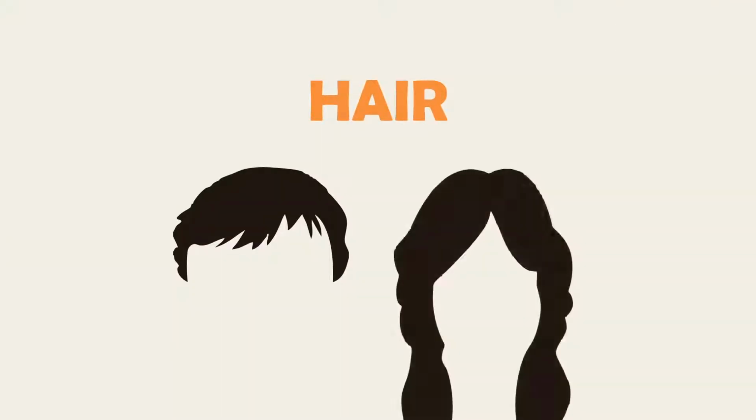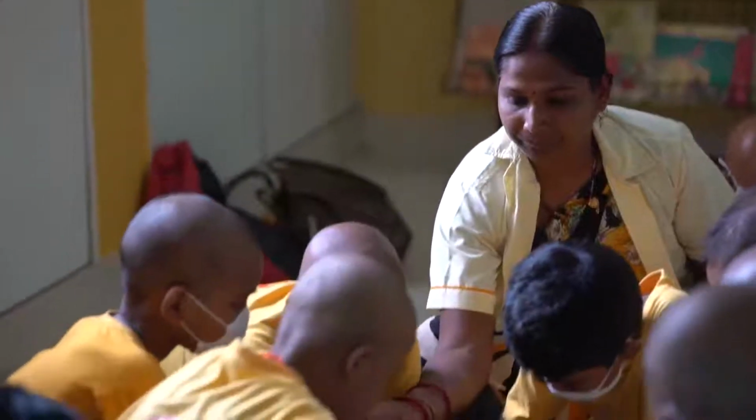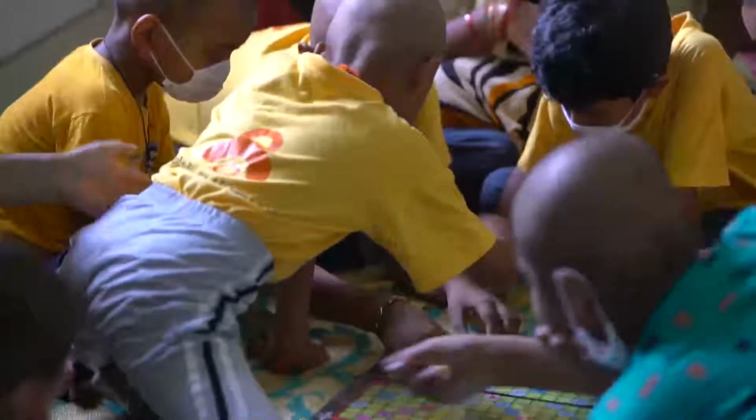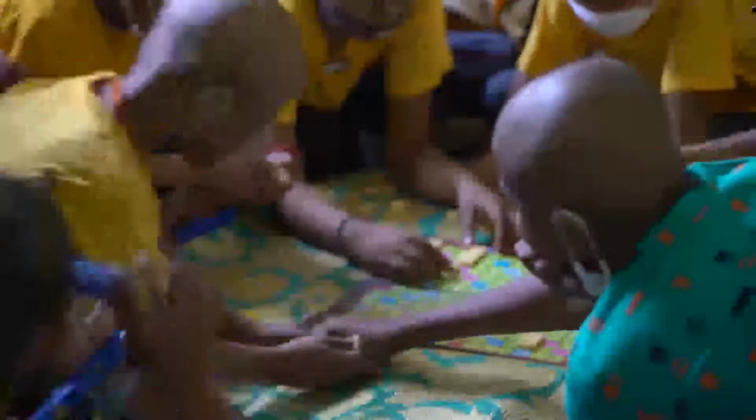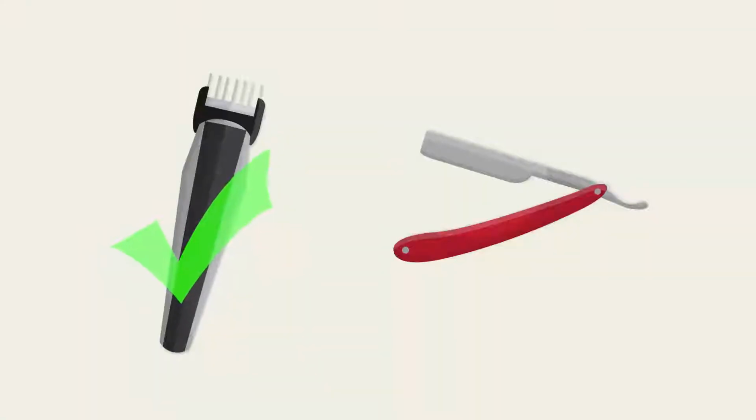Hair. Make sure to keep your child's hair clean. If the child's hair is falling, go to the barber to trim or shave the hair off completely. This must only be done if blood counts are normal. Ensure that the barber uses an electric shaver and not a traditional razor.